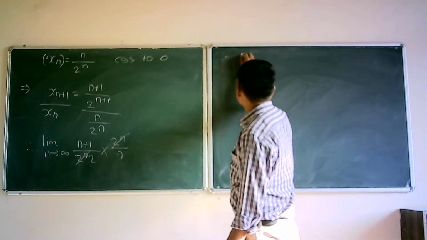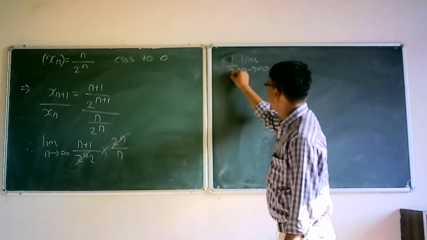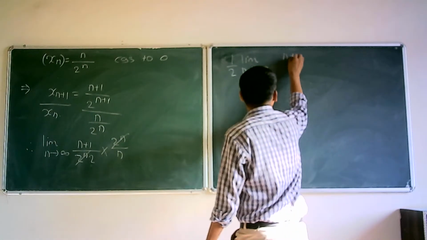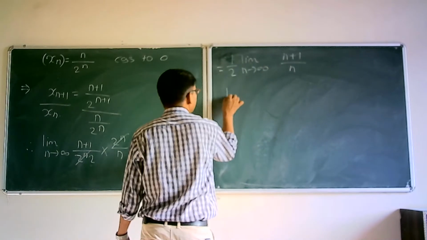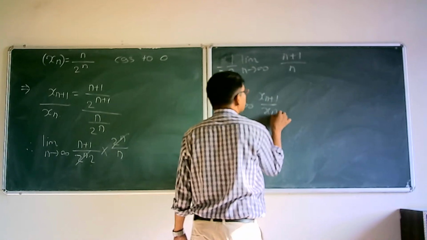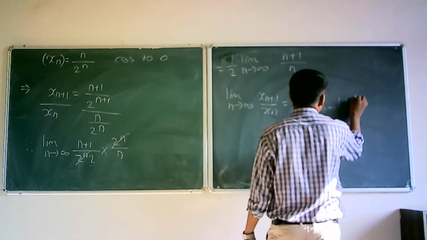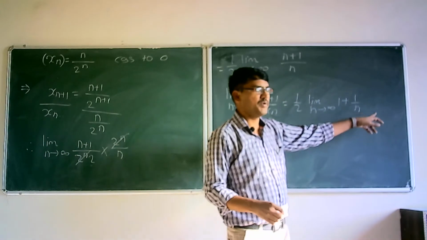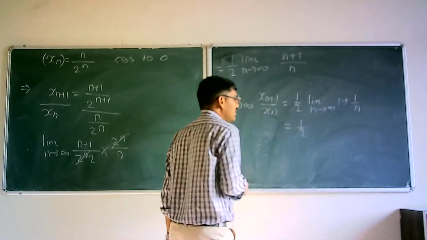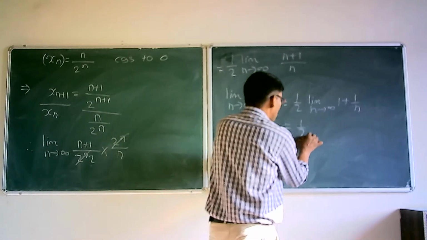The limit as n tends to infinity: take this 1 by 2 outside, it is (n+1) divided by n. If we divide it separately, then the limit as n tends to infinity of x_{n+1} divided by x_n is equal to 1/2 times the limit of (1 + 1/n). But what is the limit of 1/n as n tends to infinity? It is 0. Okay, so 1 plus 0 is 1. So this limit, x_{n+1} upon x_n, converges to 1/2.